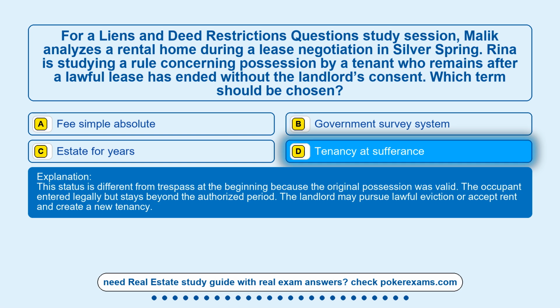The landlord may pursue lawful eviction or accept rent and create a new tenancy.